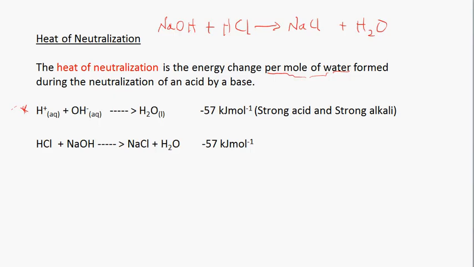And the enthalpy change for this reaction is minus 57 kilojoule per mole. And this reaction is exothermic because the enthalpy change has a negative in front of it. It's minus 57 kilojoule per mole. So we can use any of these two equations to represent the heat of neutralization of a strong acid and a strong alkali. We notice that 1 mole of water is being produced, so you need to be able to give that definition for the heat of neutralization.